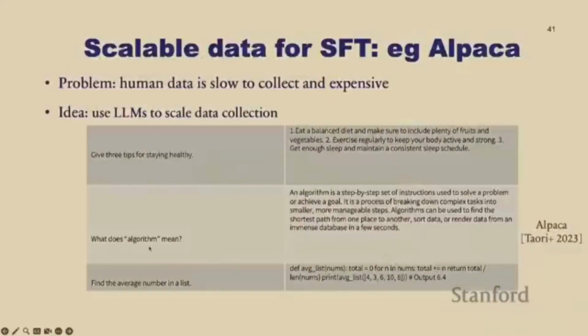And this is the type of data that we collected. So things like, what does algorithm mean? An algorithm is a step-by-step set of instructions used to solve a problem or achieve a goal, and so on. So the data is actually pretty good, given that it was generated by LLMs from essentially two generations ago.